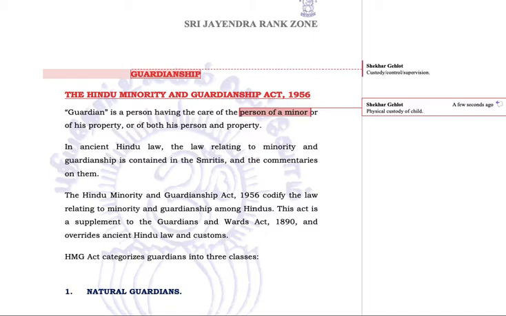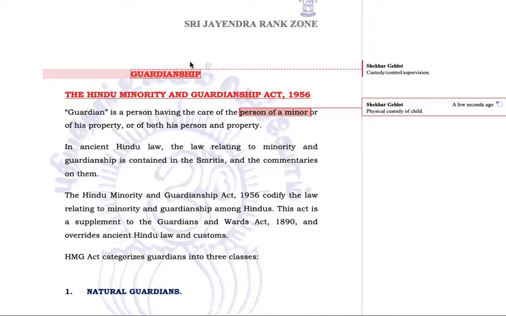That is called guardian. In ancient Hindu law, the law relating to minority and guardianship is contained in smritis and commentaries of them. The Hindu Minority and Guardianship Act 1956 codified the law relating to minority and guardianship among Hindus. Codify means it has laid down the law in written manner. This act is a supplement to the Guardians and Wards Act 1890 and overrides Hindu law and customs.